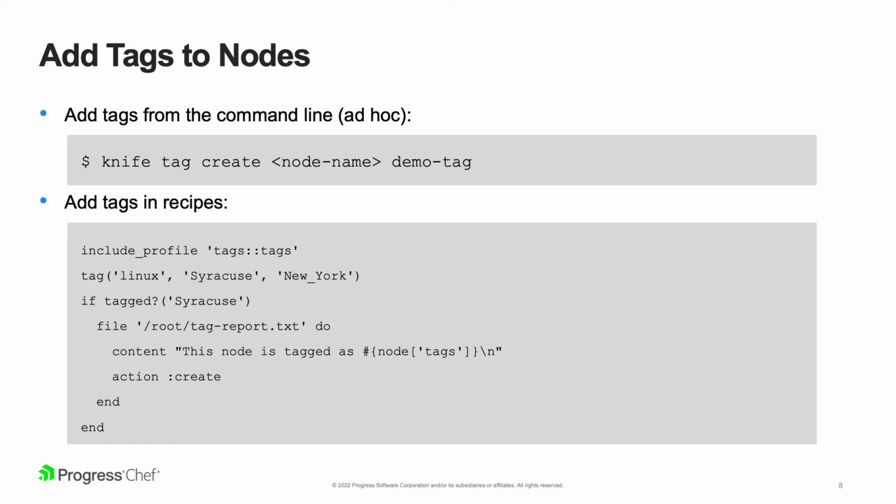But more often you would do something like in the second example, where I have a piece of a recipe where I'm including a profile, but I'm using this tag resource and I'm tagging this particular, any node that has this recipe applied. We'll get the tag Linux, Syracuse, and New York, which hints at where I am.